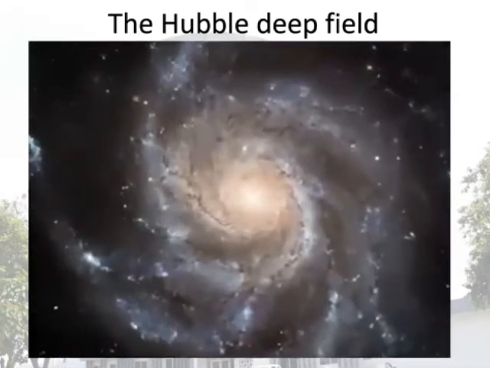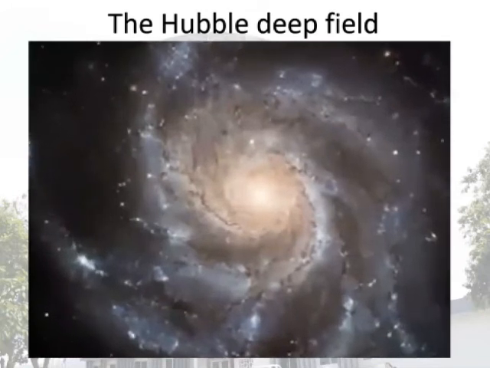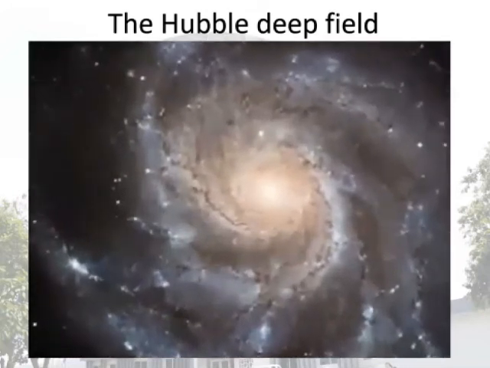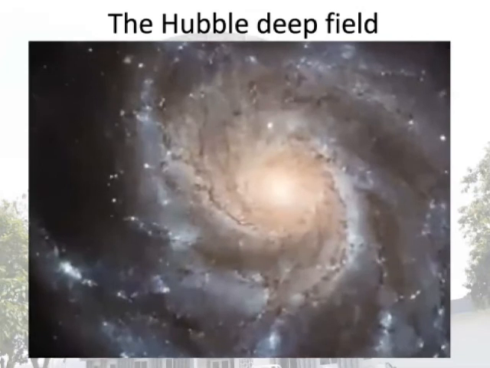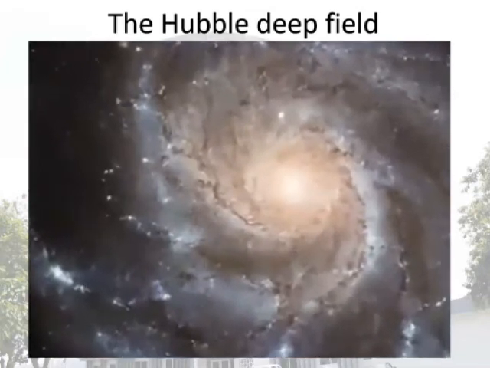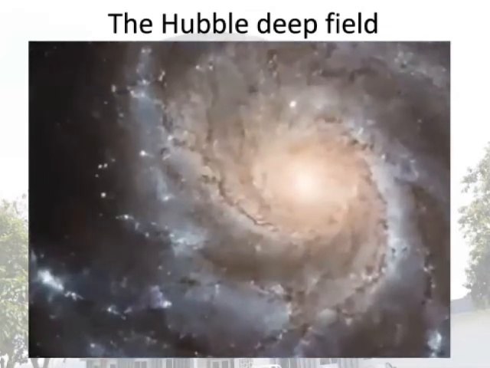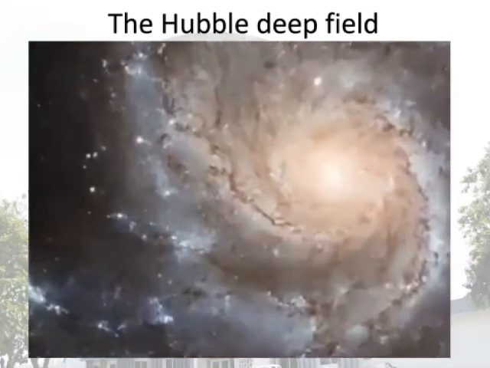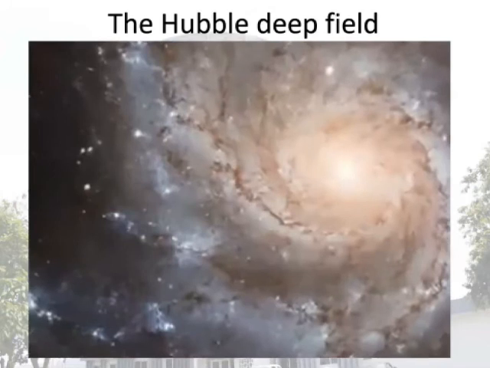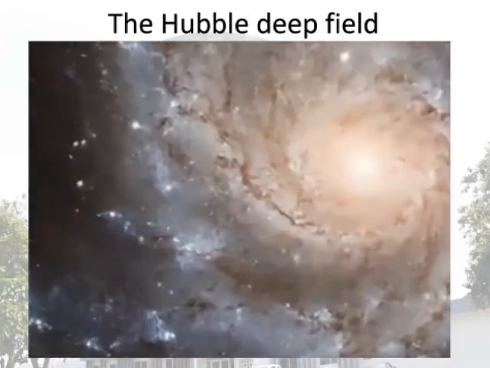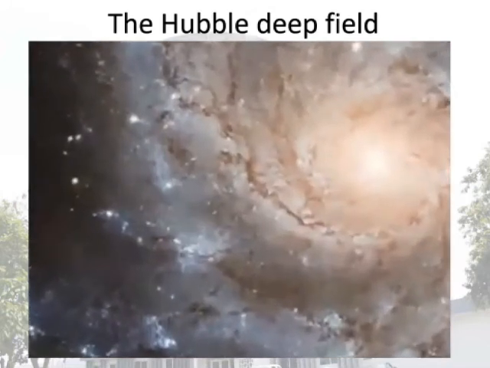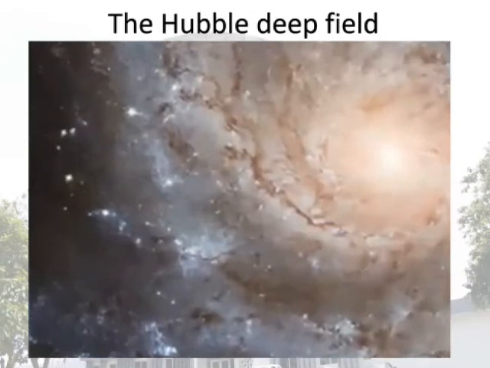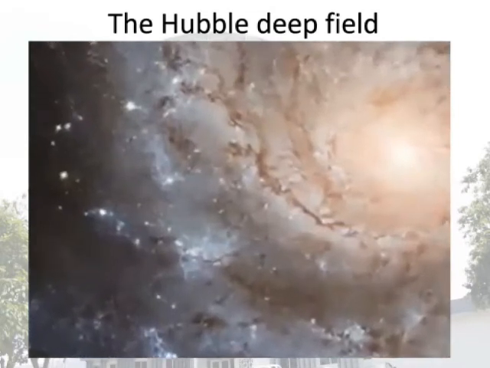This is the Pinwheel Galaxy in the constellation Ursa Major, a galaxy much like our own. This is the largest and most detailed image of a spiral galaxy ever taken by the Hubble Space Telescope. Every one of these points of light is a star. Every single one. Some are bigger and some are smaller than our sun, but they're all stars. Many of them have planets orbiting around them.